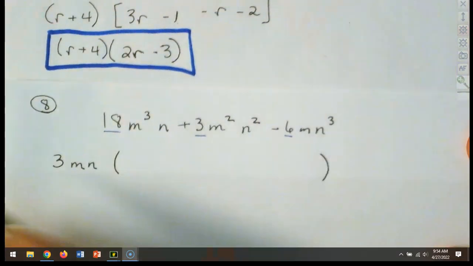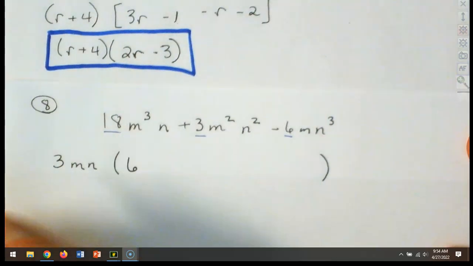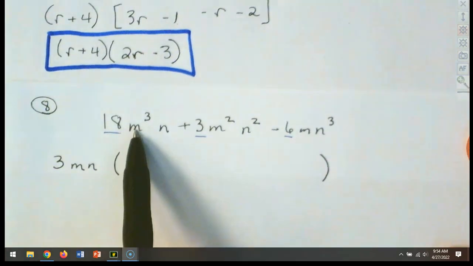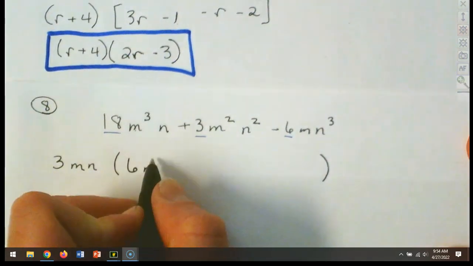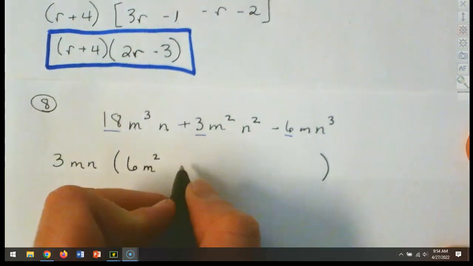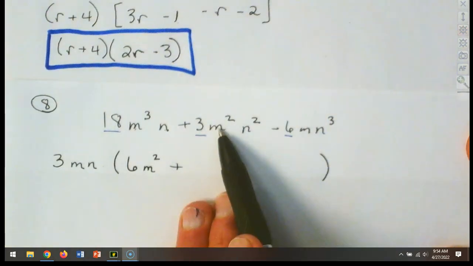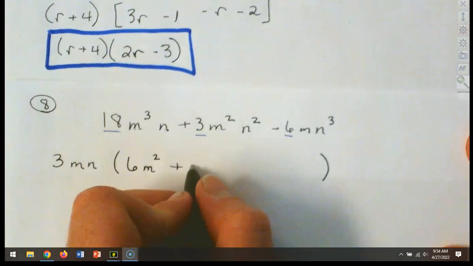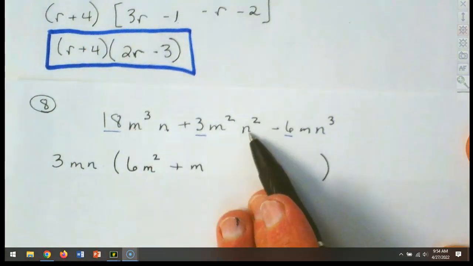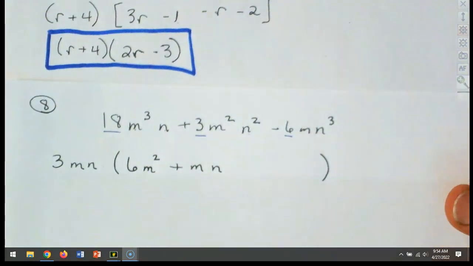So now we start dividing. 18 divided by 3, that leaves you with the 6. M cubed, we're taking 1 out, so that leaves you with an m squared. And the n is gone. Then we come to the middle. 3 is gone. M squared, take out an m, that leaves you with an m. N squared, take out an n, that leaves you with an n. So mn is left in the middle.